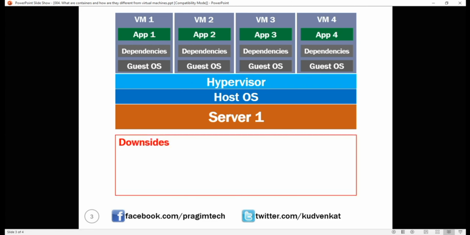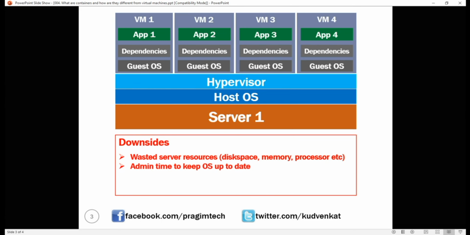So much of server resources like disk space, memory, and processor time are wasted just to keep these VMs up and running. In addition to the wasted server resources, each installation of the operating system also needs admin time. For example, if there is an update or a security patch available for the operating system, the admin needs to download and install it on all the affected VMs. In addition to this, we also have to pay for 4 operating system licenses.